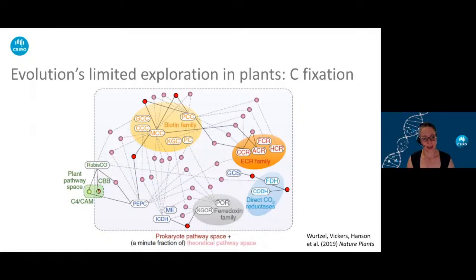An example is the limited ability that has been evolved in nature to fix carbon. So plants have only two or three different ways that they've evolved to fix carbon, C4, CAM and the CBB cycle, whereas prokaryotes have evolved half a dozen different ways to fix carbon. However, if you generate a theoretical pathway space, then there are many, many other pathways that might theoretically exist to fix carbon. And some of those are now being explored through the work of Tobias Erb and various other people. Wouldn't it be awesome if we could explore more in that space?